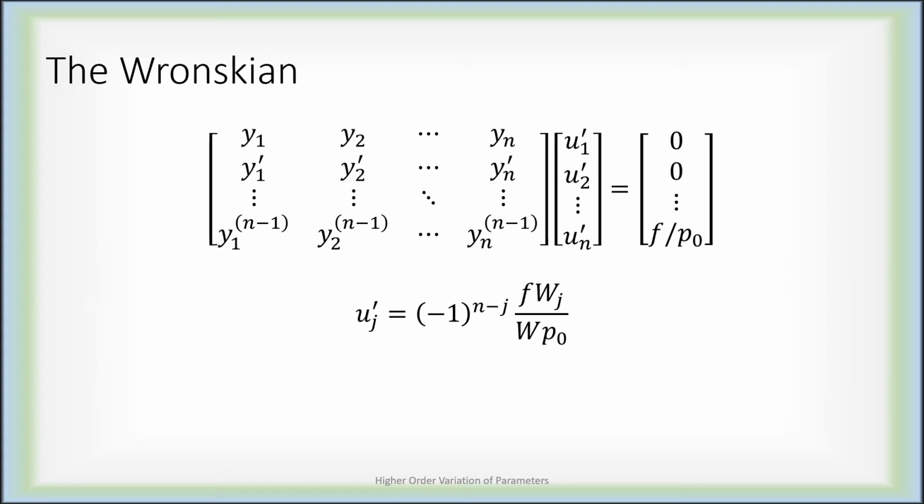So here's our expression. Having assumed that y1 through yn were a fundamental set of solutions, and the solution yp was u1 y1 plus u2 y2 all the way up to un yn, we were able to finally say that the derivative of uj is given by this expression. Wj is the determinant of a submatrix formed by striking out the jth column and always striking out the last row, and W is the determinant of this Wronskian matrix.